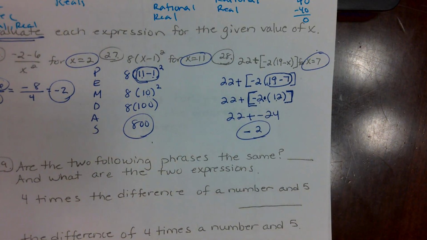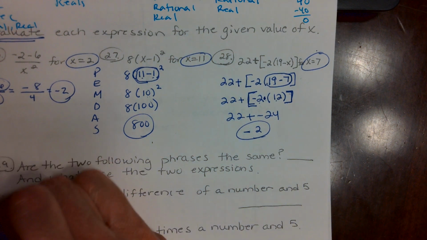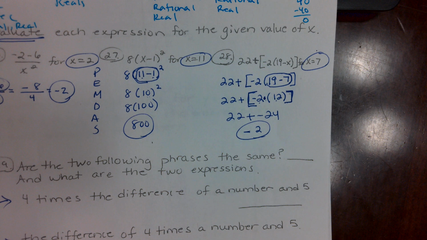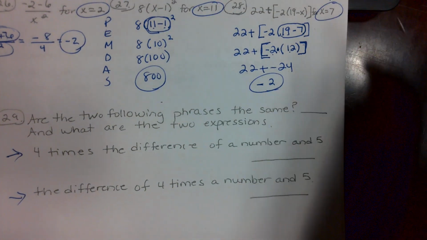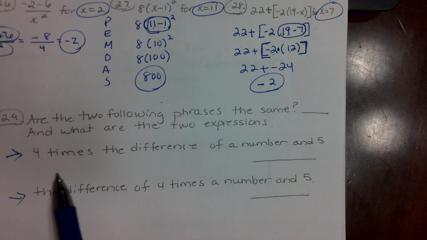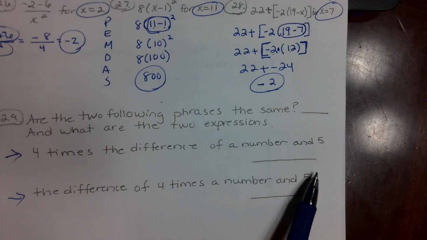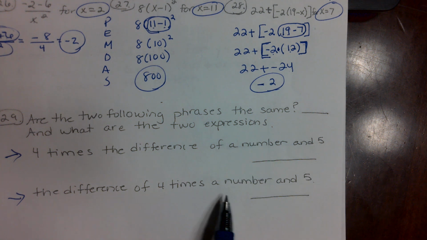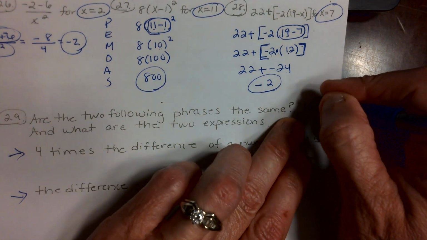Are the two following phrases the same? And what are the two expressions? Okay, so here's one and here's one. So let's look at them. 4 times the difference of a number and 5. The difference of 4 times a number and 5. The answer is no. These are not the same.